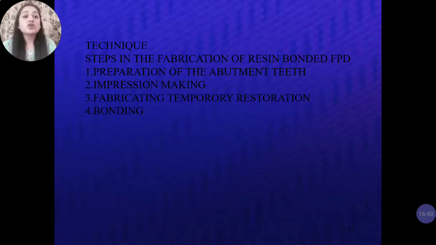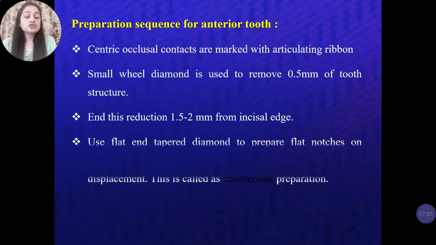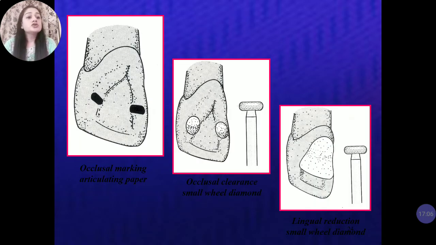So the preparation of abutment teeth is a very different thing when it comes to resin bonded prosthesis. The armamentarium which we need is a high speed handpiece, articulating ribbon, small wheel and short needle diamonds, and flat end and round end tapered diamonds. So coming to the preparation sequence. This is the preparation technique for anterior teeth.